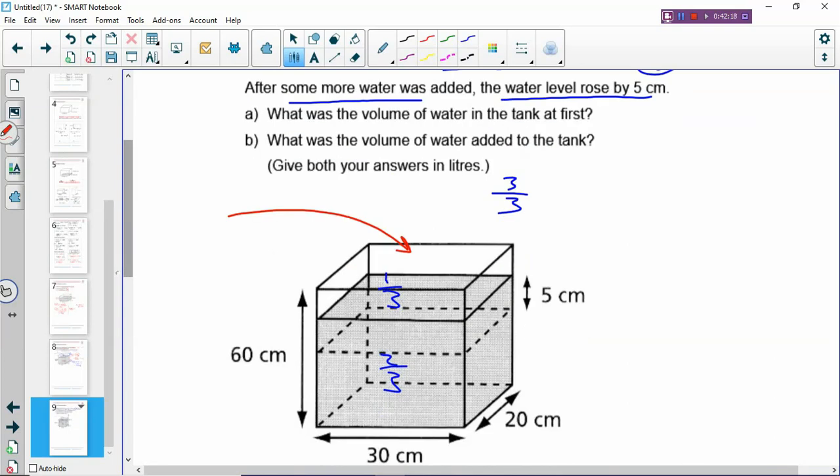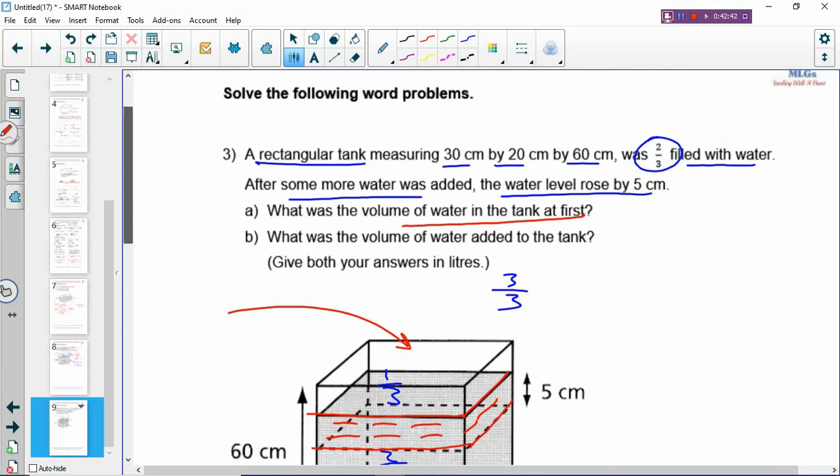So you can see that the water level has now risen. You can see the dotted line. The red color water is the water that you pour in, right? So what was the water in the tank at first? Can you find the water in the tank at first, before you pour in? Okay, so what do we do?